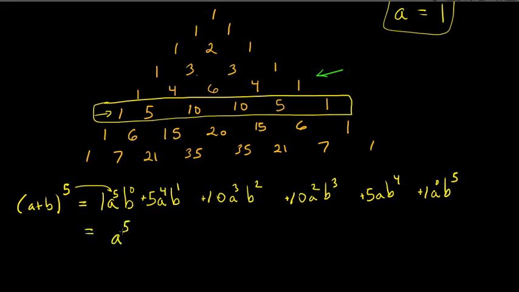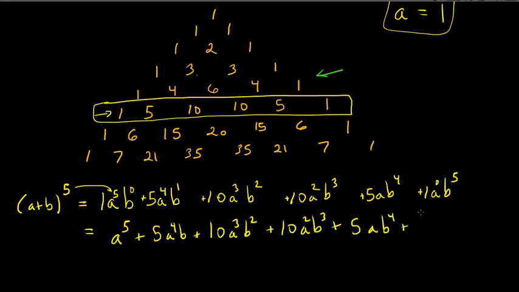So this is just a to the 5 plus 5 a to the 4th times b plus 10 a to the 3 times b to the 2 plus 10 times a to the 2, now b to the 3, plus 5 times a b to the 4, and then plus 1 times b to the 5. So just b to the 5. And that's it. That's a plus b to the power 5.